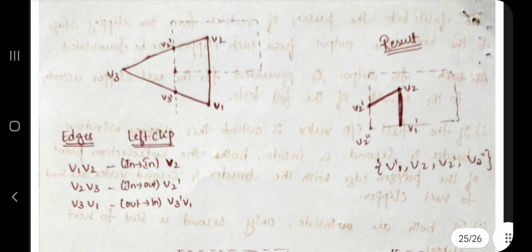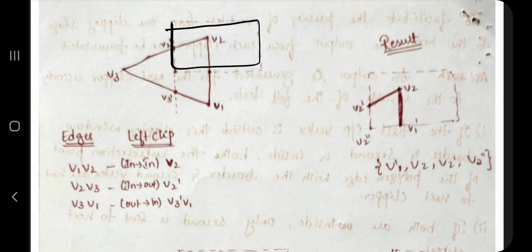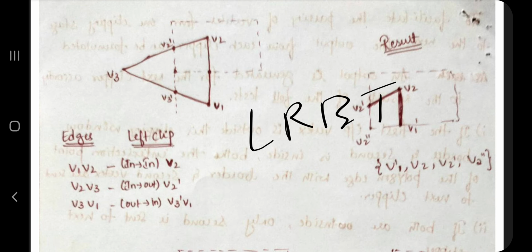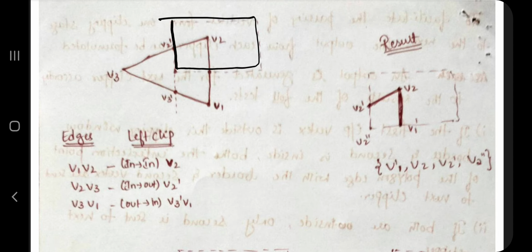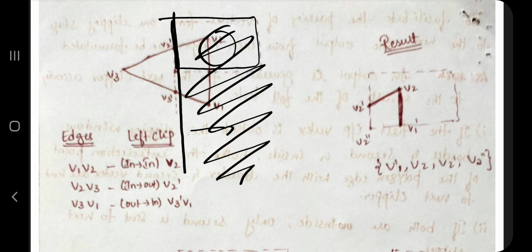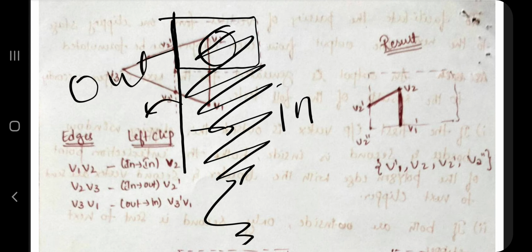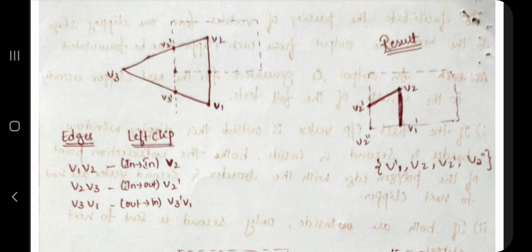So let's take this example. In this example, this is the clipping area and this is the polygon given to us. So how do we approach this question? I told you the order is LRBT. First we will consider L. L means I will draw a line here on the left part, and the polygon part, the whole thing till the end, will be considered as in, and this other part will be considered as out. That's the first thing you have to keep in mind.